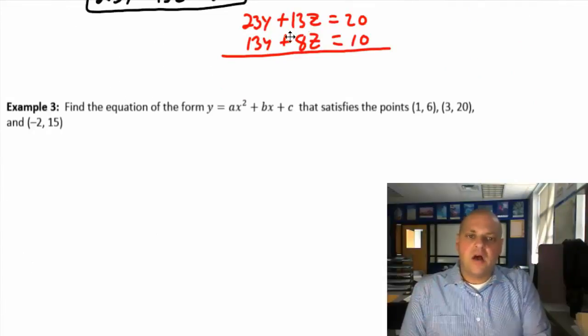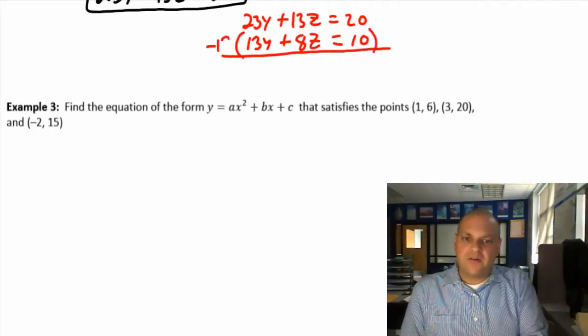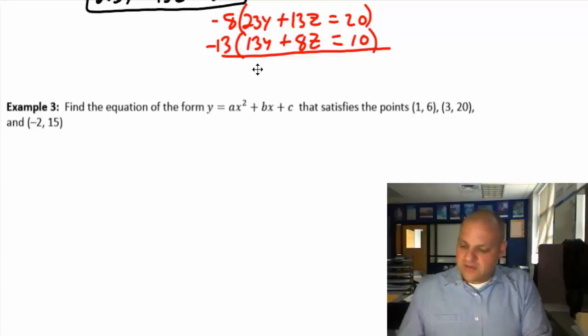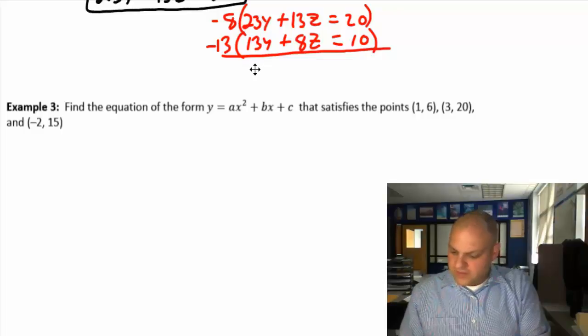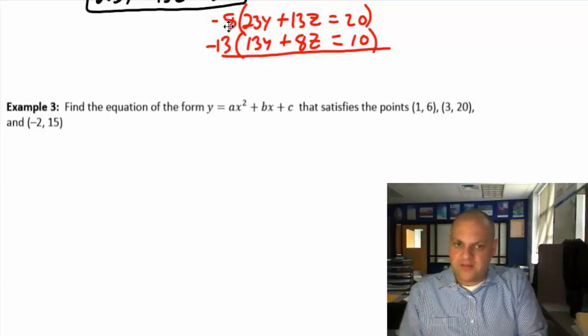So now, how can I get them to drop out? Well, these are going to be huge, but 8 and 13, that'll work pretty good. I can multiply this one by negative 13, and I can multiply this one by negative 8. And that would get the z's to drop out. So we want positive 8 here, because we want a positive and negative.